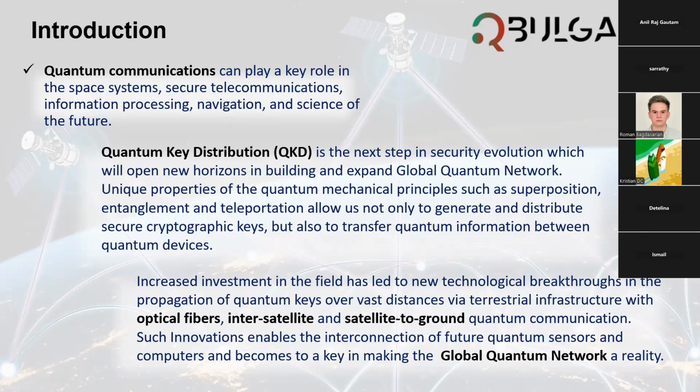Because unique properties of quantum mechanics principles, such as superposition, entanglement, and teleportation, allow us not only to generate and distribute secure quantum keys, but also to transfer quantum information between quantum devices. So increased investment in this field led to a new technological breakthrough in the propagation of quantum keys over vast distances via terrestrial infrastructure with current existing optical fibers, but also with intersatellite and satellite-to-ground quantum communication. Such innovations enable the interconnection of future quantum sensors and quantum computers and become a key to making the global quantum network a reality.